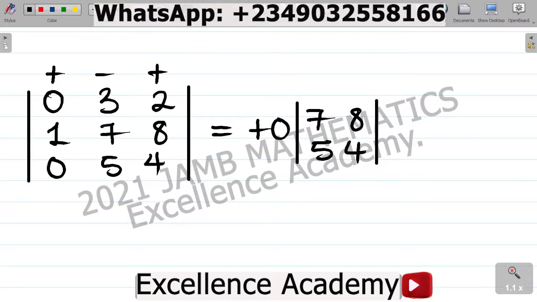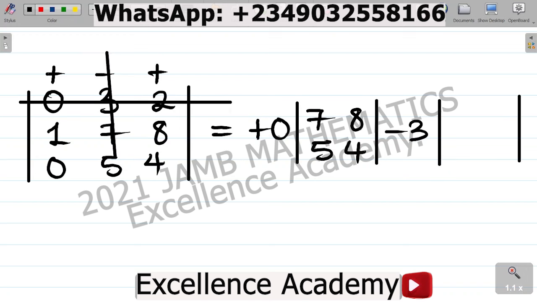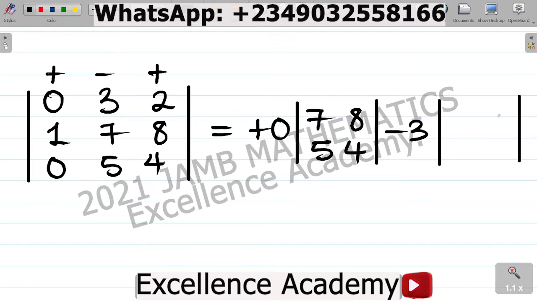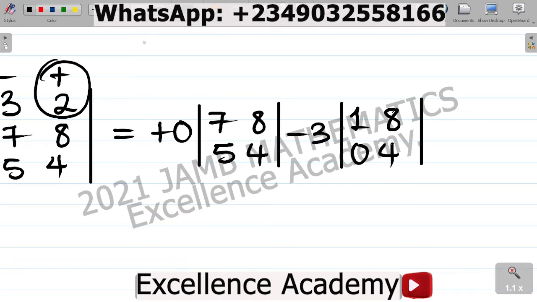Then next up is minus 3. That's this. All right, minus 3 into, for 3, we'll cover the row and the column of 3. Cover the row of 3, that's this, and the column of 3, that's this. What I have there is 1, 8, 0, 4. Let's take in those numbers. That becomes 1, 8, 0, 4. Next up, you have this one here, plus 2.